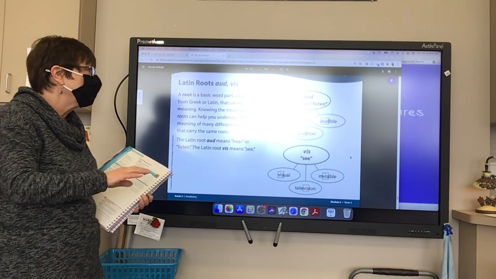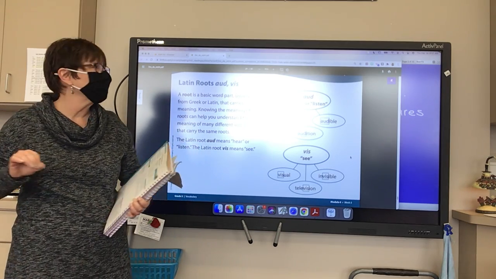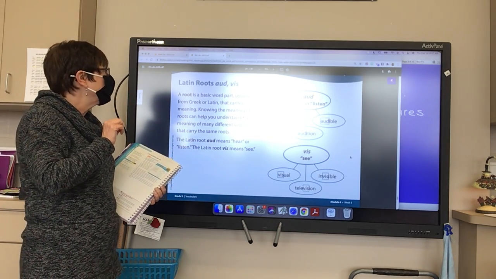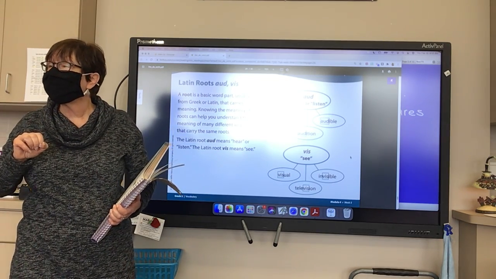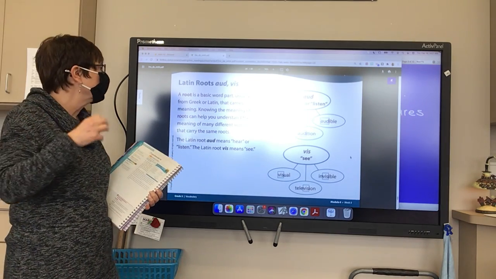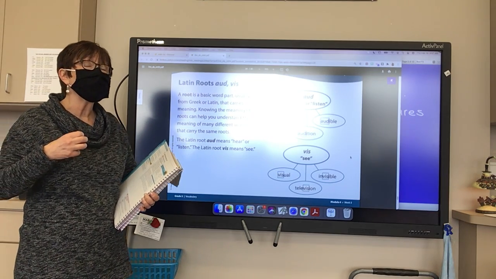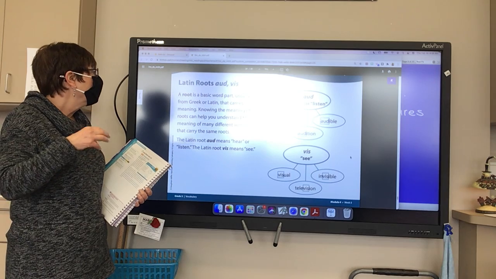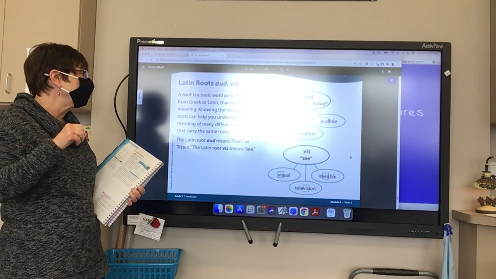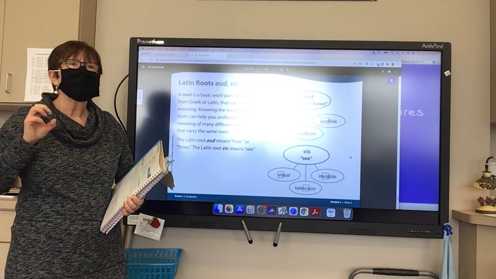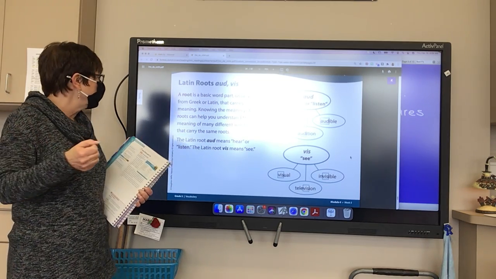We are going to talk about something very important that's going to help you figure out the meaning of some words. A root is a basic word part, usually from Greek or Latin. Many words have a Greek or Latin word part that carries a meaning, and knowing that meaning can help you figure out unfamiliar words. Knowing the meaning of roots can help you understand many different words that carry the same root, like the root of a plant. So words have roots, boys and girls.